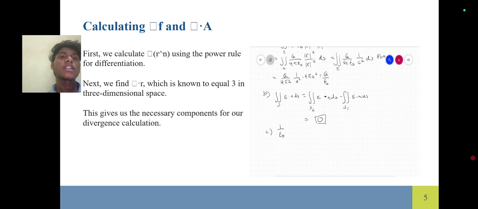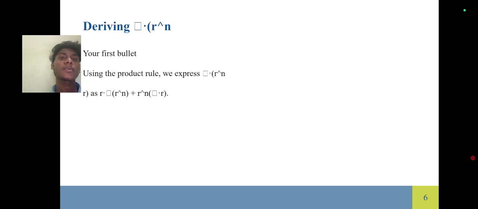First we calculate del r power n using the power rule for differentiation. Next we find del dot r, which is equal to 3 in three-dimensional space, as given in the right side figure. That gives us the necessary components for the divergence calculation. Using the product rule, we express del dot (r power n times r) as r dot del r power n plus r power n times del dot r.